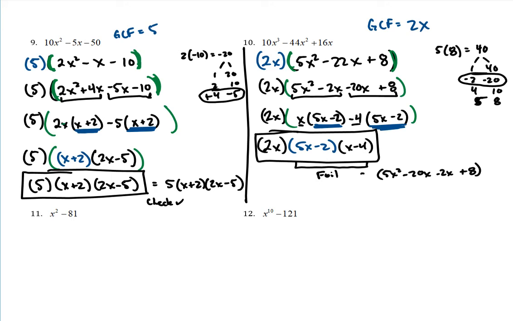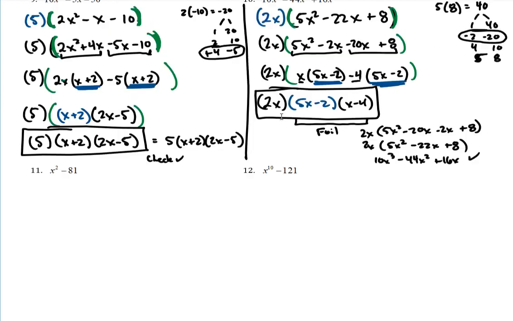And then the 2x that was factored out initially is still on the front. Don't forget that. But in here I can combine those middle terms. So we have minus 22x as the middle term now. And then when I distribute the 2x, it gives us the 10x cubed minus 44x squared plus 16x. Yep, and that's what we started with. Okay, so that means we factored it correctly.